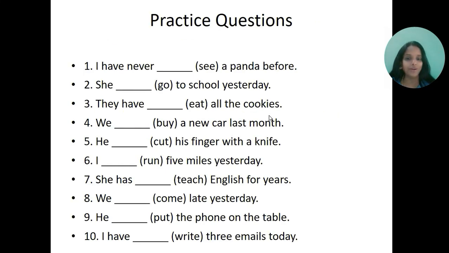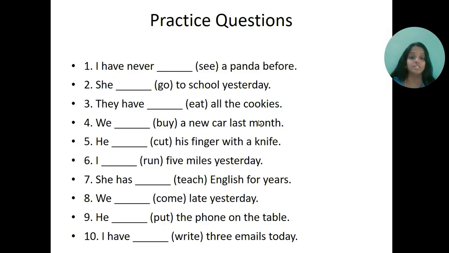Now it's time for us to practice. So here are the fill in the blanks. Now you need to find out the correct irregular form of the verb to fit in the blank. Okay? I have never dash, in the bracket, see. That's the verb. A panda before. You need to find out which form of the verb should come here. She dash go to school yesterday. They have dash eat all the cookies. We dash buy a new car last month.